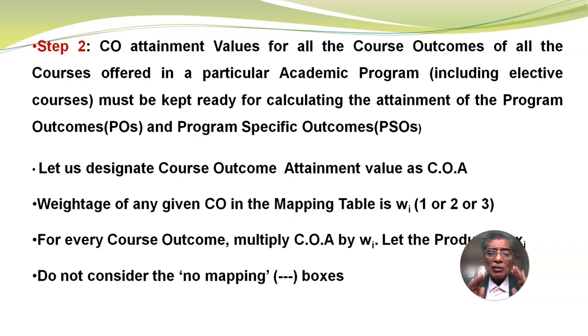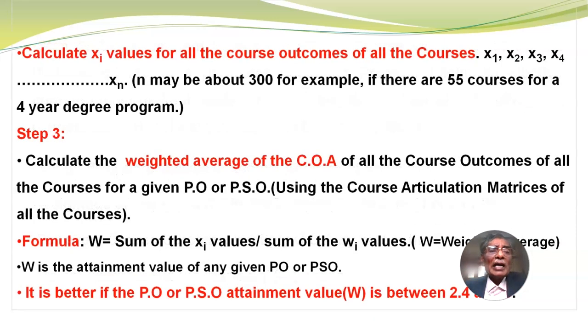Of course, when there is no mapping, it is dash. For every course outcome, multiply COA, course attainment value, by WI, that weightage. Let the product be XI. Please do not consider the no mapping boxes. Calculate XI values for all the course outcomes of the courses like X1, X2, X3, X4, etc. up to Xn. N may be about 300, for example, if there are 55 courses for a 4-year degree program.